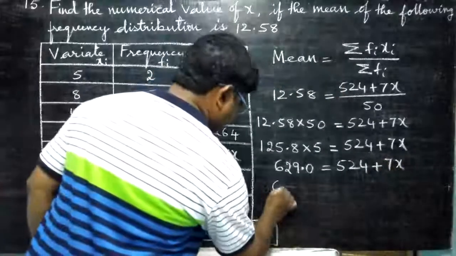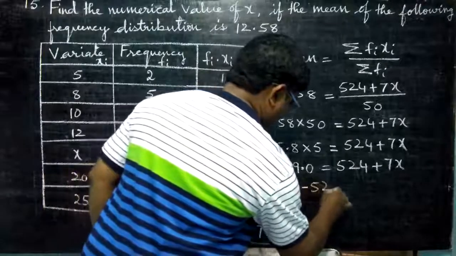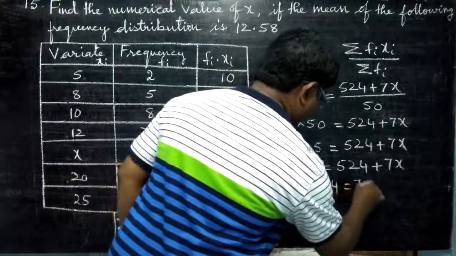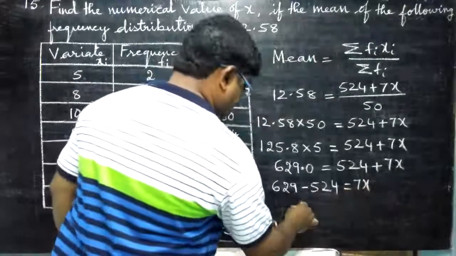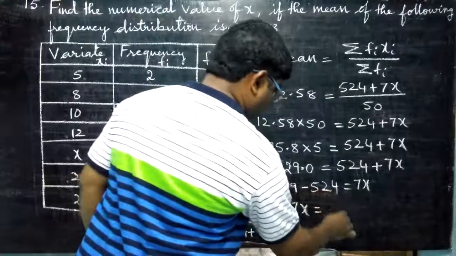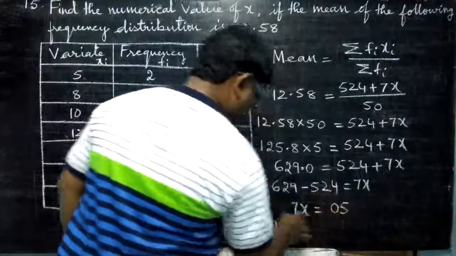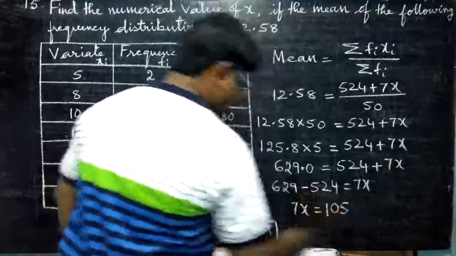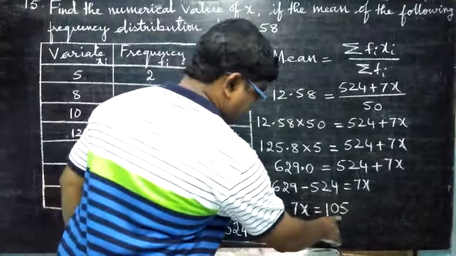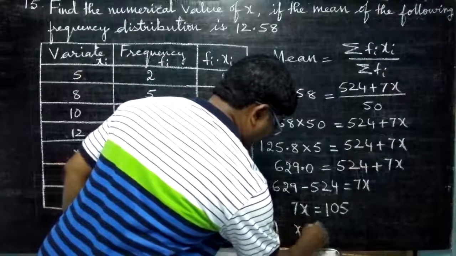Now bring 629 minus 524 is equal to 7x. Subtract. 7x is equal to 9 minus 4 is 5. 2 minus 2 is 0. 6 minus 5 is 1. 7x is equal to 105. X is equal to how much?